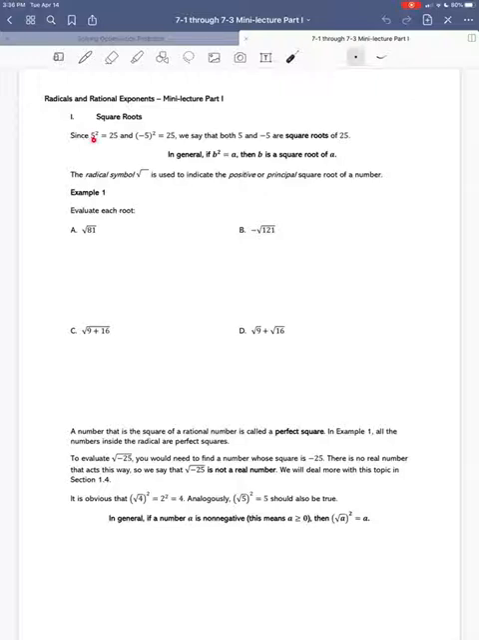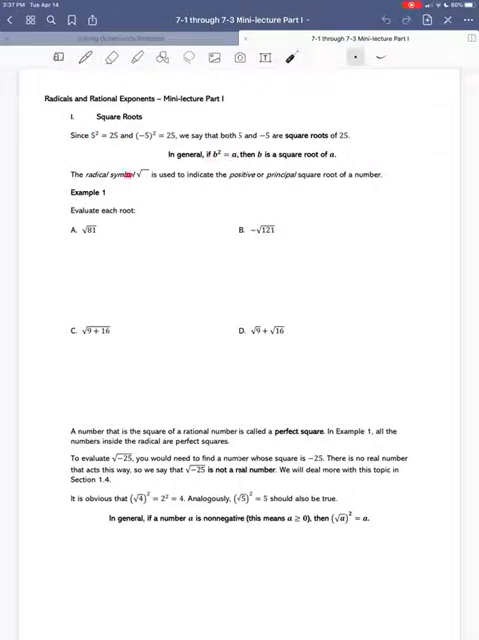We have this relationship, if I take 5 to the second power or negative 5 to the second power, in both cases we get 25. In that sense, then I can say that both 5 and negative 5 are square roots of 25. So in general, if b squared equals a, then b is a square root of a. So 5 squared is 25, so 5 is a square root of 25. b is a square root of a.